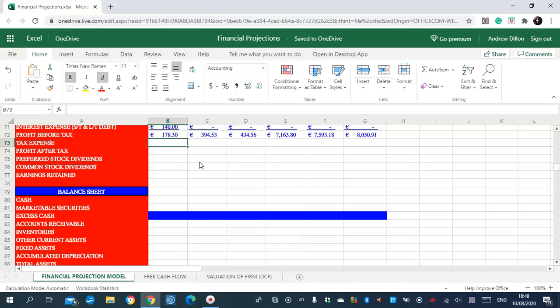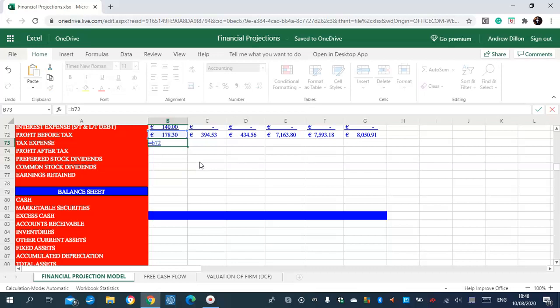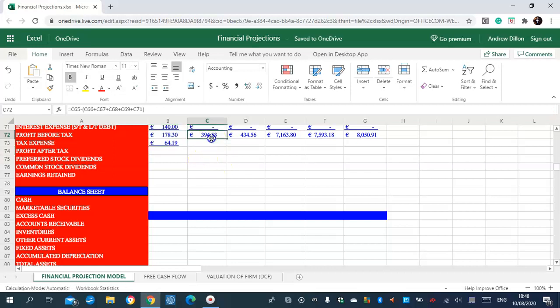Okay, this is how to calculate the tax expense. So equals B72 multiplied by $ sign B14. Okay, here's how to do the next section.